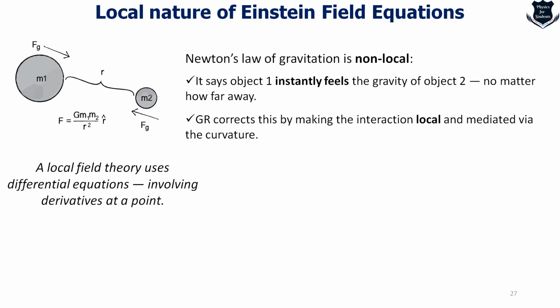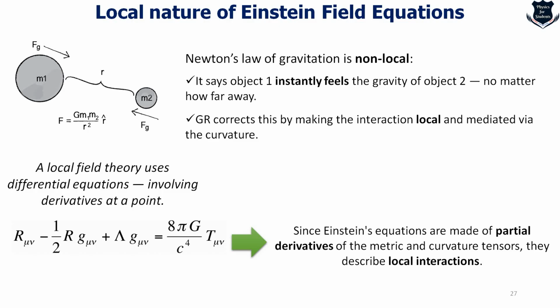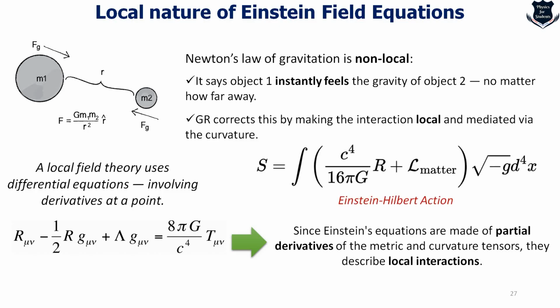So remember that when we are talking of local, I'm not taking quantum mechanics in this. In classical theory, local means that it will involve differential equations and derivatives at a point. Because Einstein field equations are made of partial derivatives, these are dealing with local interaction. There is something which is not local, which is called the Einstein-Hilbert action. Although I have made a very detailed 2-episode video on the Einstein-Hilbert action.